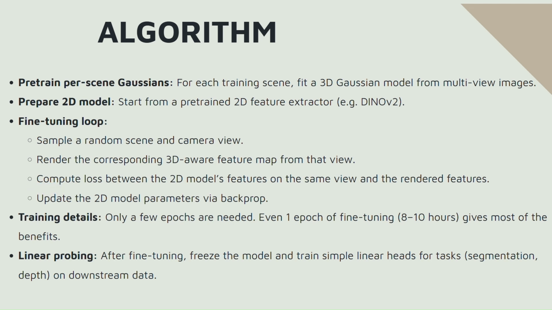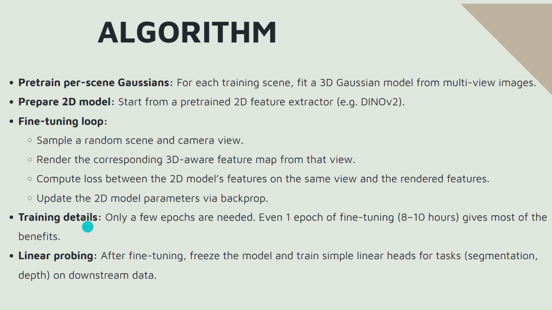Then they extract features from the same image using the 2D model and compare them with the rendered 3D-aware features using a loss function, typically the L2 loss. And finally, they update the 2D model's parameters via backpropagation, so that its features become aligned with the 3D-aware representation.